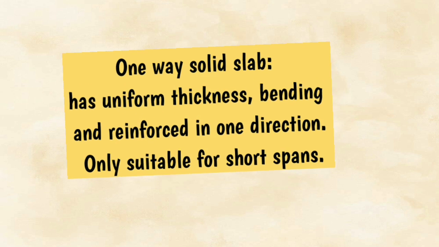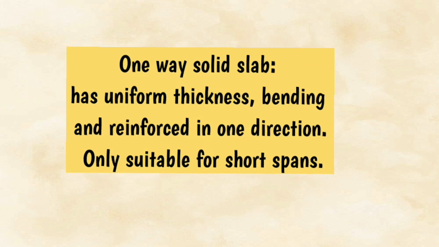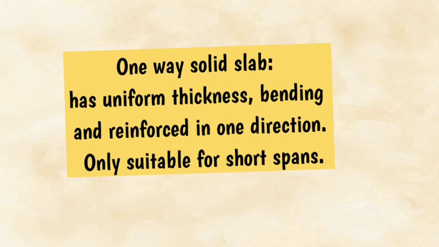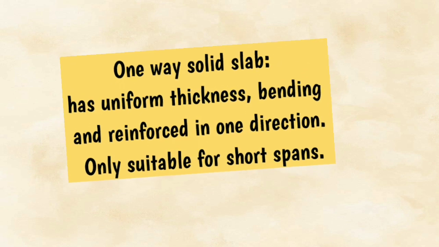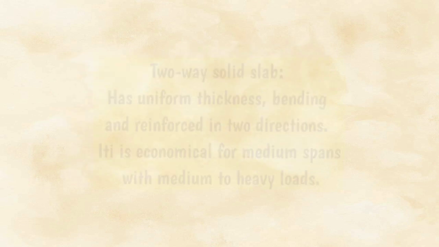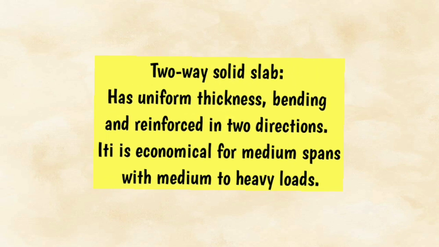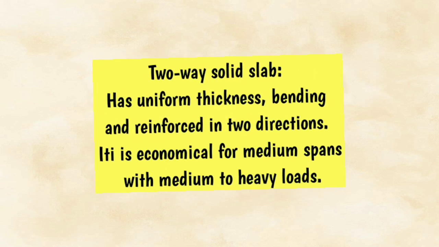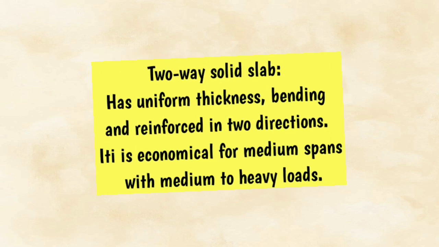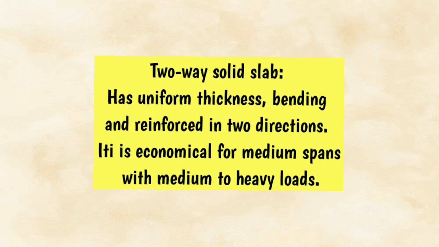One-way solid slab. It has uniform thickness, bending, and reinforced in one direction. It is only suitable for short spans. Two-way solid slab. It has uniform thickness, bending, and reinforced in two directions. It is economical for medium spans with medium to heavy load.